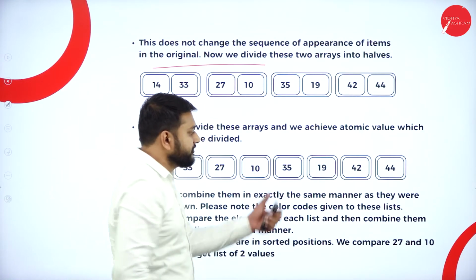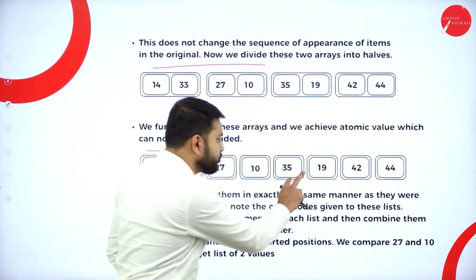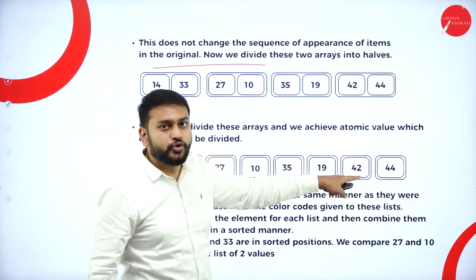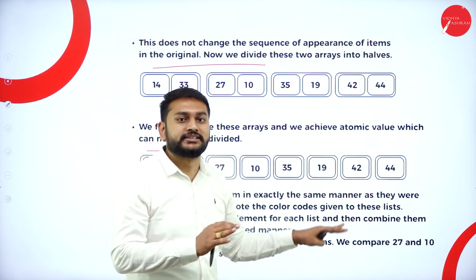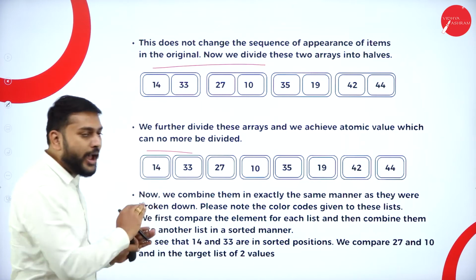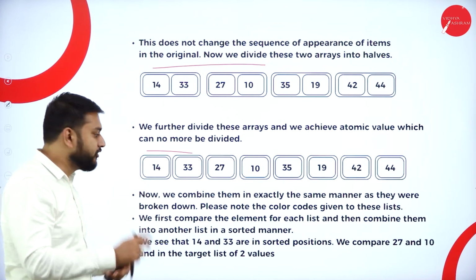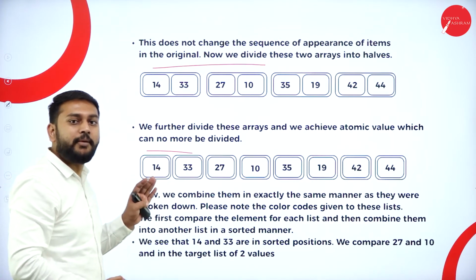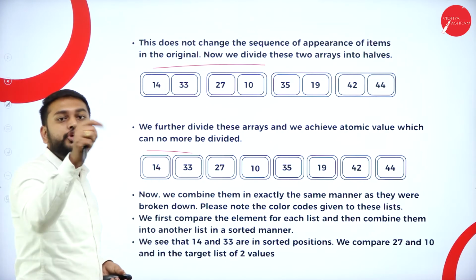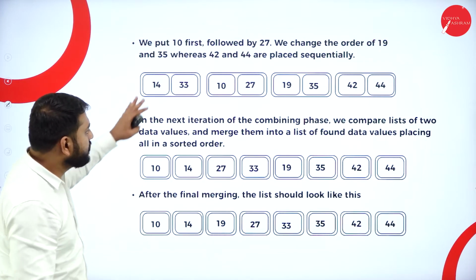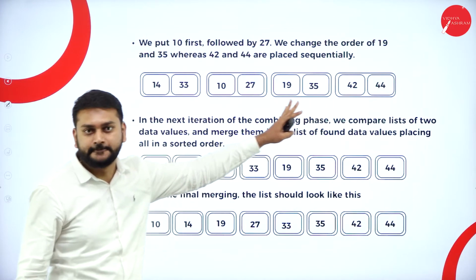So 35 is greater than 19, right? So I will swap it again. And 42 is less than 44, correct? So I will keep it as it is. So like this, I will perform the swapping and keep the lesser amount in the left side and the greater value in the right side, is what you need to remember. So after that, I will get this type of array.